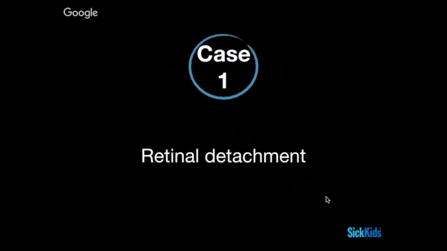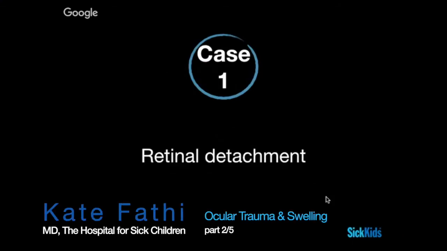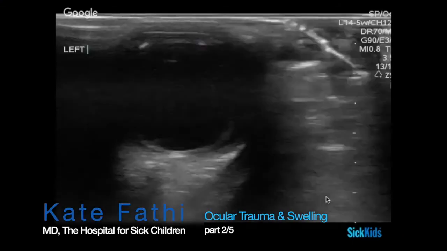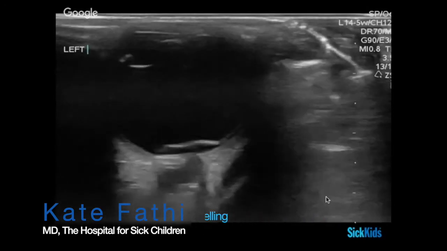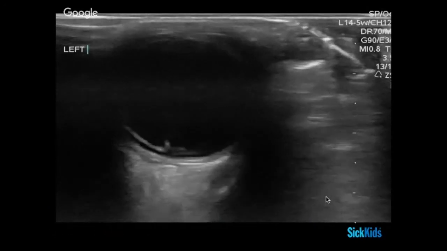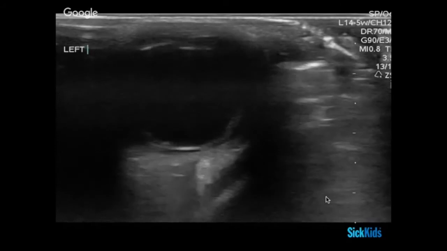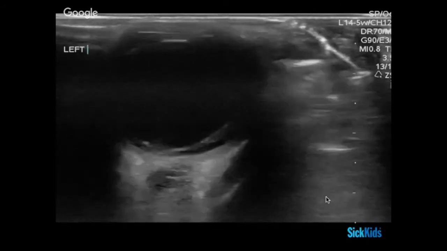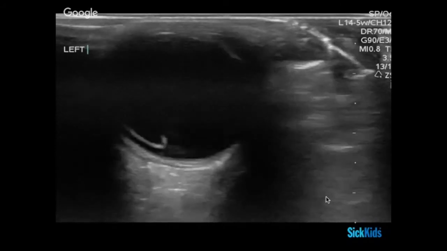So I just want to go through some of the pathologies. So for retinal detachment, here's a video of retinal detachment. Basically, that's a separation of the two layers of the retina, which, as you guys know, is very concerning because it can cause blindness if untreated.